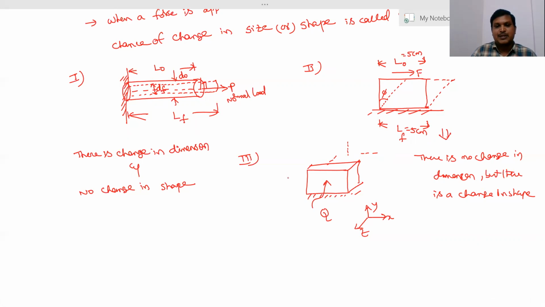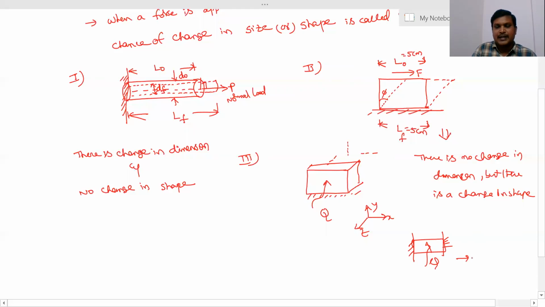Means the respective direction: if you are constrained in the x direction, there is no change in dimension in the x direction. If you are constrained like this, for example, this is a body. If you are constrained in the x direction, since you are applying heat, in the x direction there is no change in dimension, but in the y direction and z direction, there is a dimension change. So in whichever dimension you are constrained, in that particular dimension there is no deformation, meaning no expansion takes place, no movement of the body.